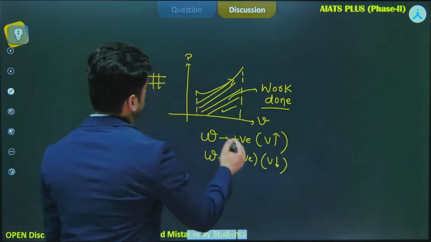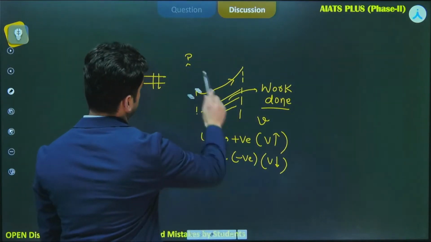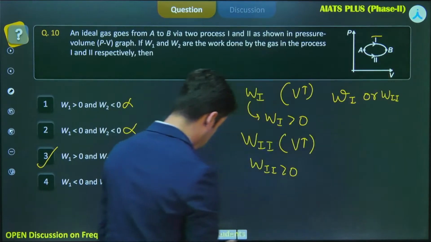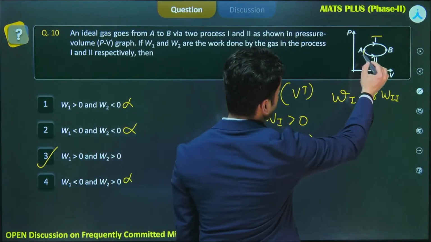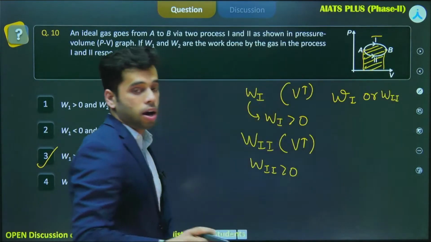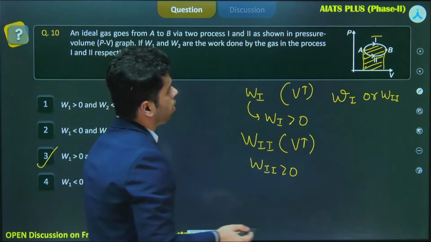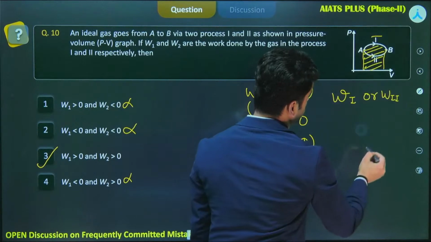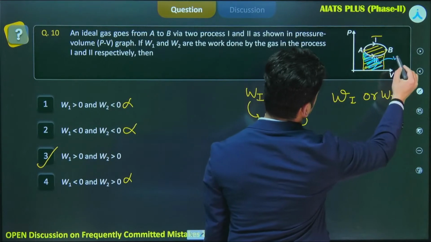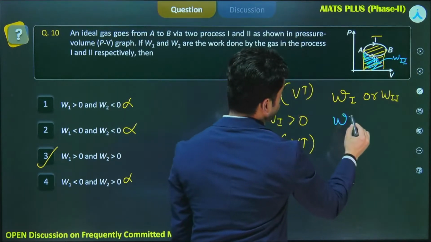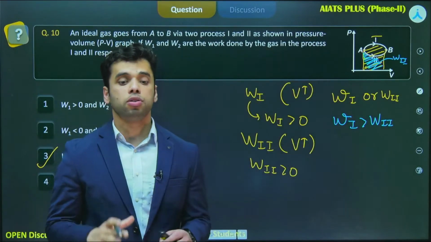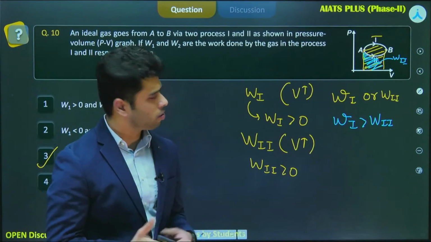It is very simple, I'll have to erase it first. Let me draw it over. So this is process 1, and if I try to get the area, the area will be something like this. So this whole area will be covered under the process 1. And if I talk about the process 2, so this is process 2. So this blue area will give me the work done in process 2. So obviously work done in process 1 is greater than work done in process 2. It is a fairly simple problem.